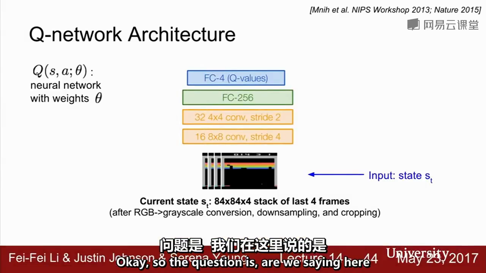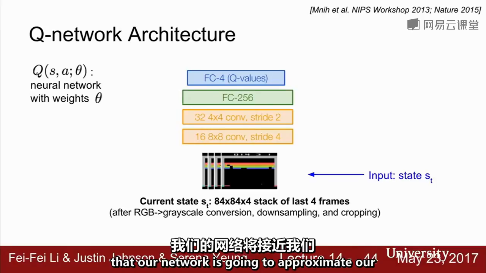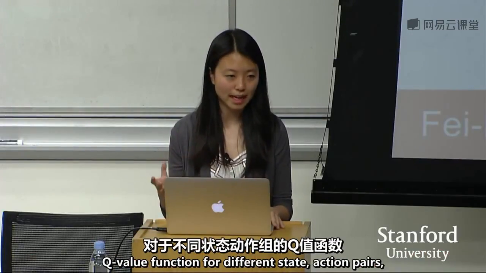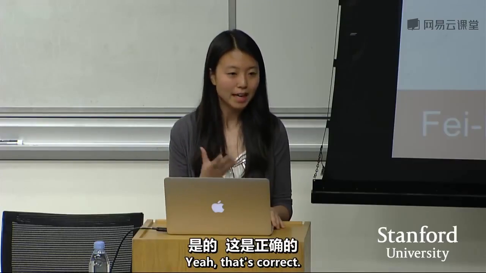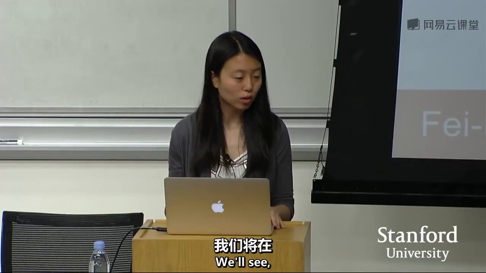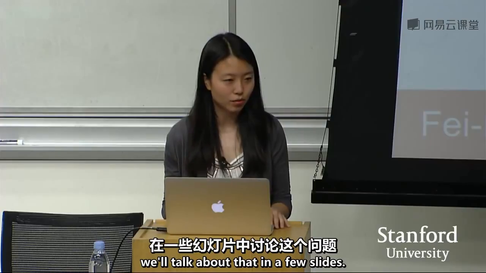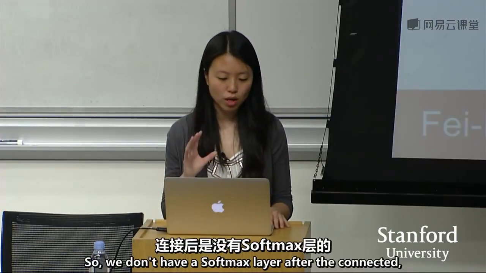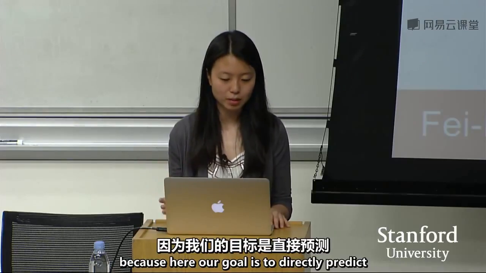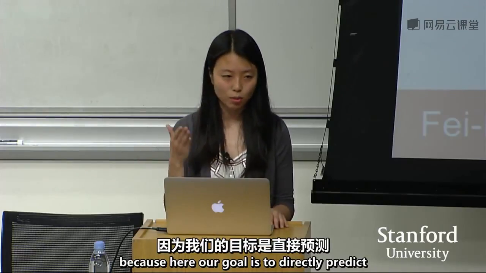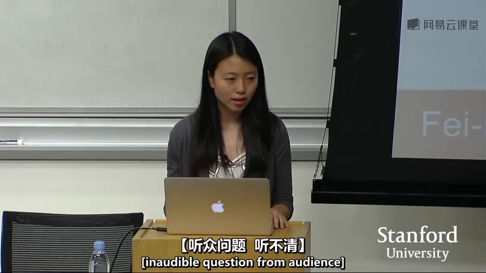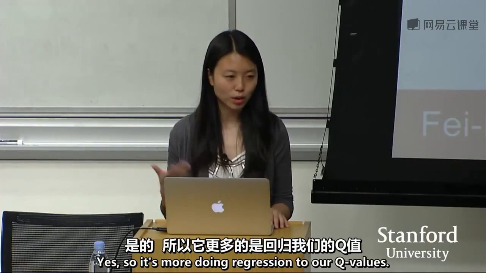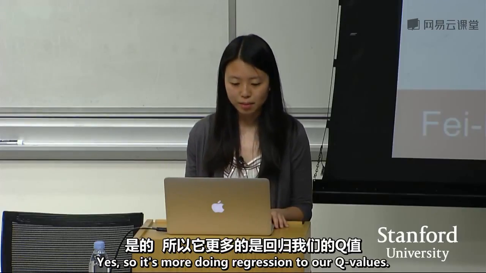Okay, so the question is, are we saying here that our network is going to approximate our Q value function for different state action pairs? Yeah, that's correct, and we'll talk about that in a few slides. We don't have a softmax layer after the fully connected layer, because here our goal is to directly predict our Q value functions. Yes, so it's more doing regression to our Q values.